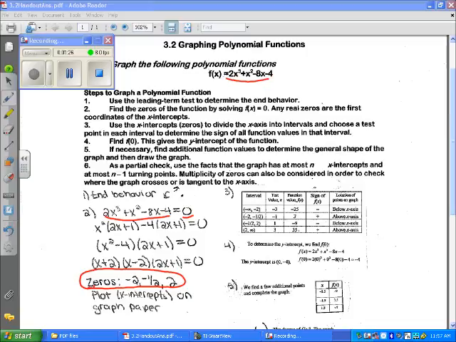Okay, let's go to step 3 now. Step 3 says use the x-intercepts, or the zeros, to divide the x-axis into intervals and choose test points in each interval to determine the sign of the function. In other words, if the sign is positive, it will be above the x-axis. If the sign is negative, it will be below the x-axis. Okay, so let's set up this interval first.